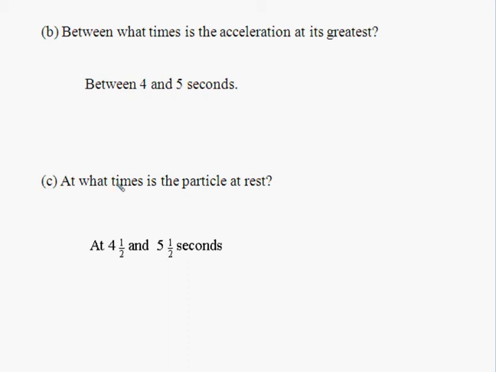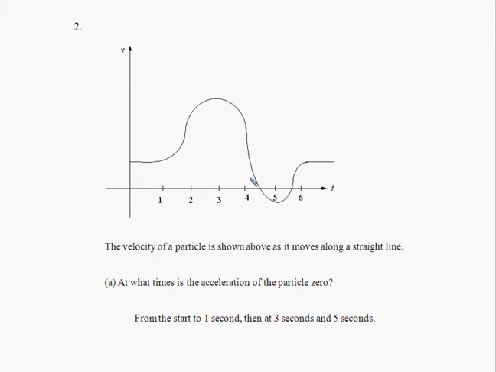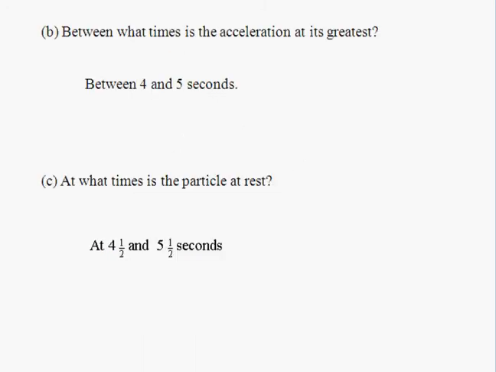And at what time is the particle at rest? At 4.5 seconds and 5.5 seconds, the particle's at rest because the velocity is 0 at that point. So when the velocity is 0, it's going to be at rest. Keep that in mind: when you see at rest, particle velocity is 0.